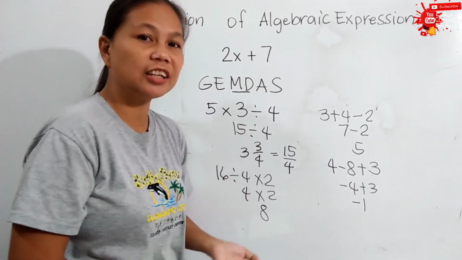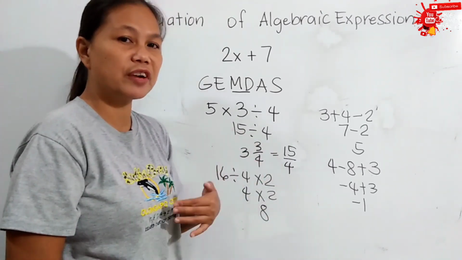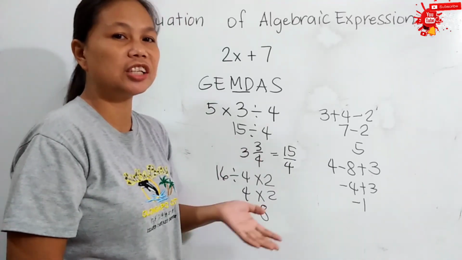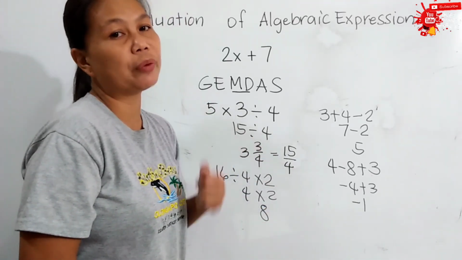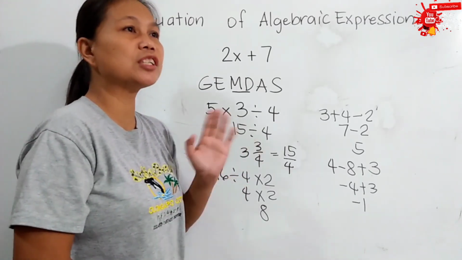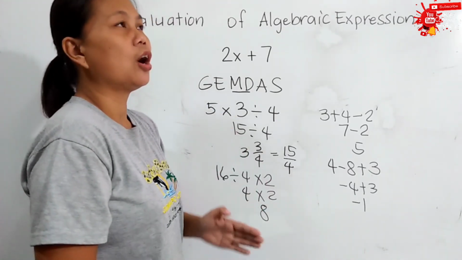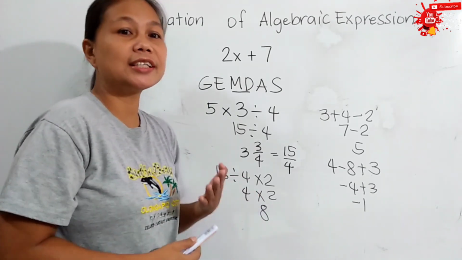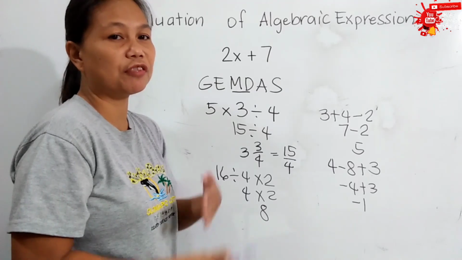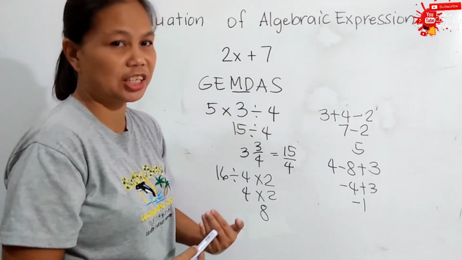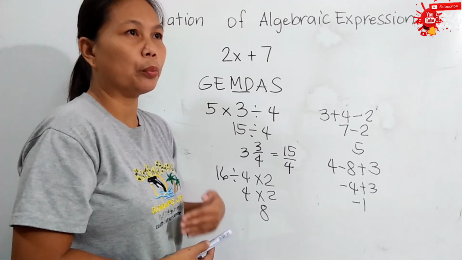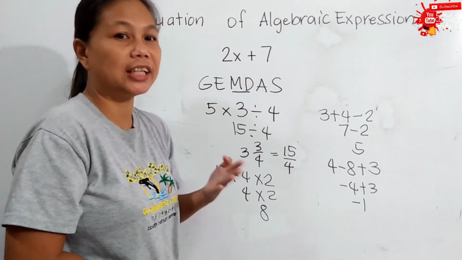Now, if we are adding two signed numbers with different signs, we subtract their absolute values and copy the sign of the number with the greater absolute value. That's the rule for addition. Now, for subtraction, first we have to get the additive inverse of the subtrahend, then proceed to addition. So, we need to memorize the rule for addition.